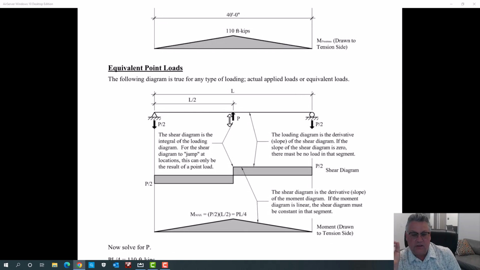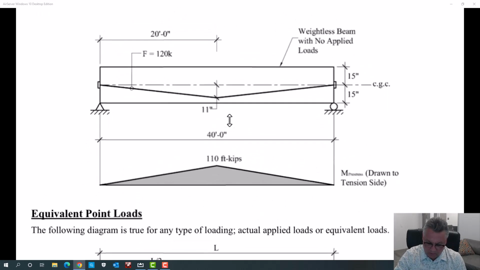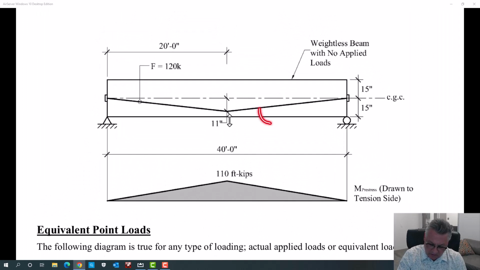Back in the 1960s, a guy named T.Y. Lin came up with something and said, well, that's great. We can take the force times the eccentricity and create a primary pre-stress moment diagram. But what if we were to create that moment diagram not by knowing where the tendon itself is and what the eccentricity at any location was?